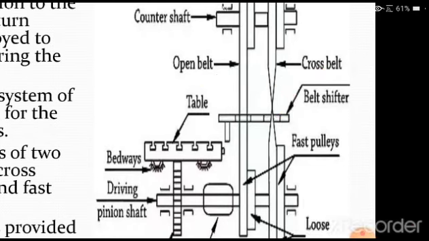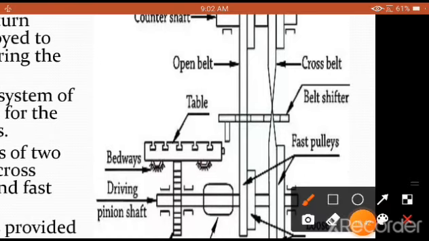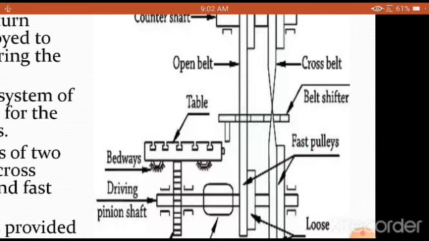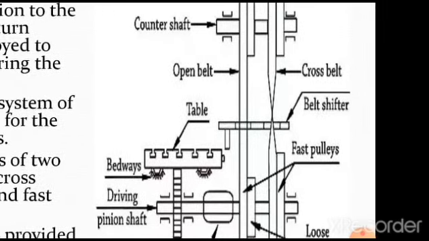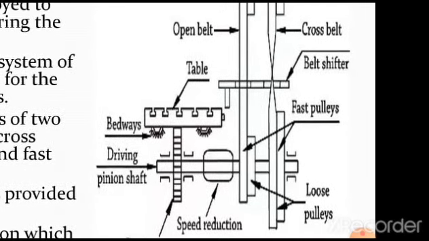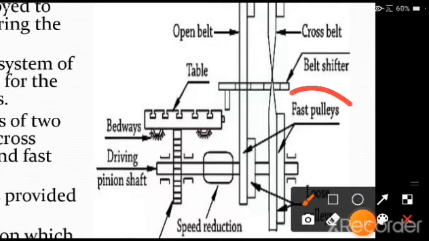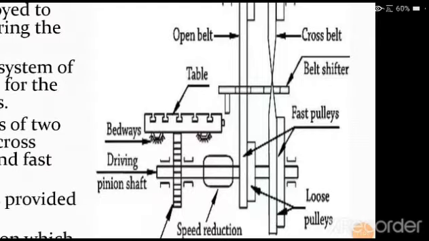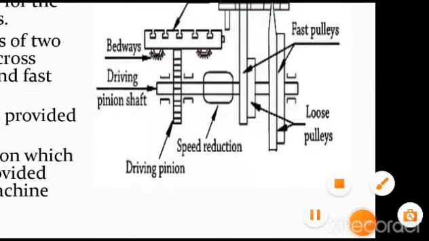And we need to understand, whenever we are going to use an open belt drive or a cross belt drive, we require pulleys. As you are going to see here, a set of pulleys, and here also you are going to see the set of pulleys very clearly. These are the words which you need to understand here. There are two types of pulleys known as the fast pulley and the loose pulley.